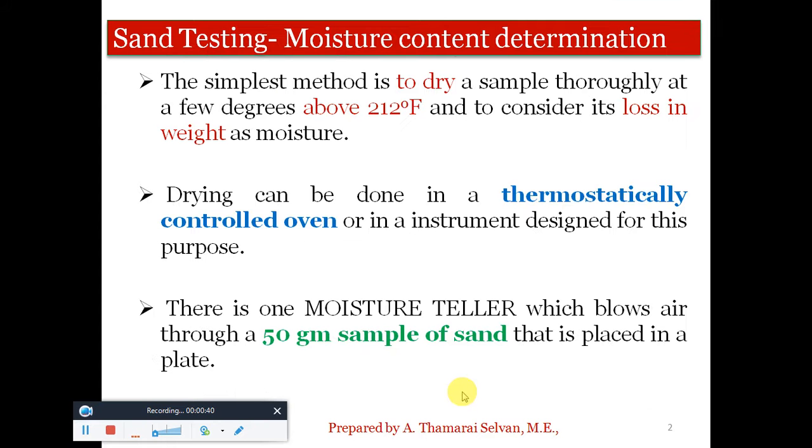One of the sand tests performed is moisture content determination. The simplest method used here is to dry a sample thoroughly at a few degrees above 212 degrees Fahrenheit and to consider its loss in weight as moisture. So drying can be done in a thermostatically controlled oven or in an instrument designed for this purpose. There is one moisture teller which blows air through a 50-gram sample of sand that is placed in a plate. So this is how the moisture content in the sand can be determined.